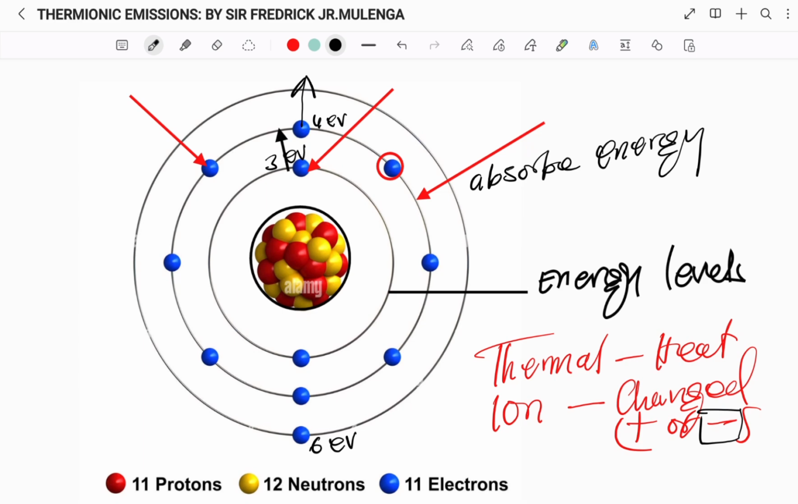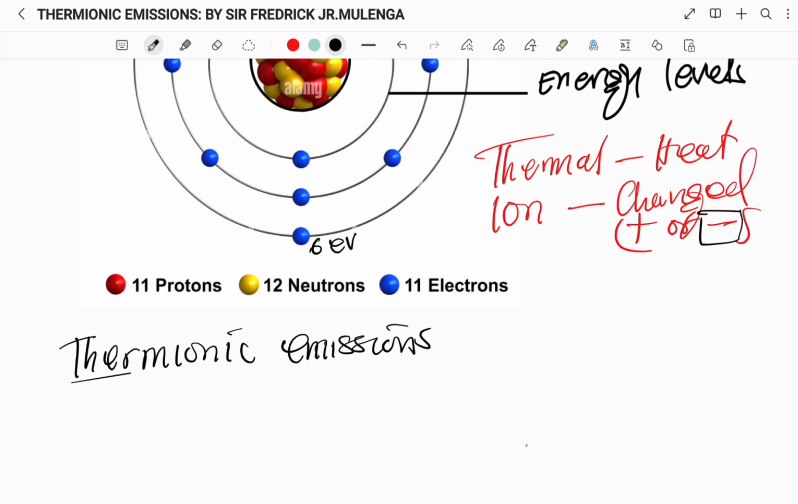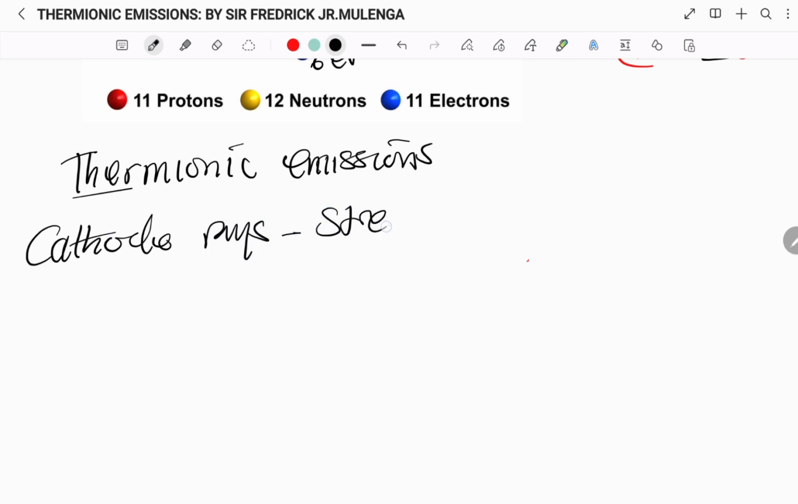So let's put now a very good definition to this. We define thermionic emission as the release of electrons from a heated metal or metal surface. And these electrons that are emitted are called cathode rays. Cathode rays are a stream of electrons.